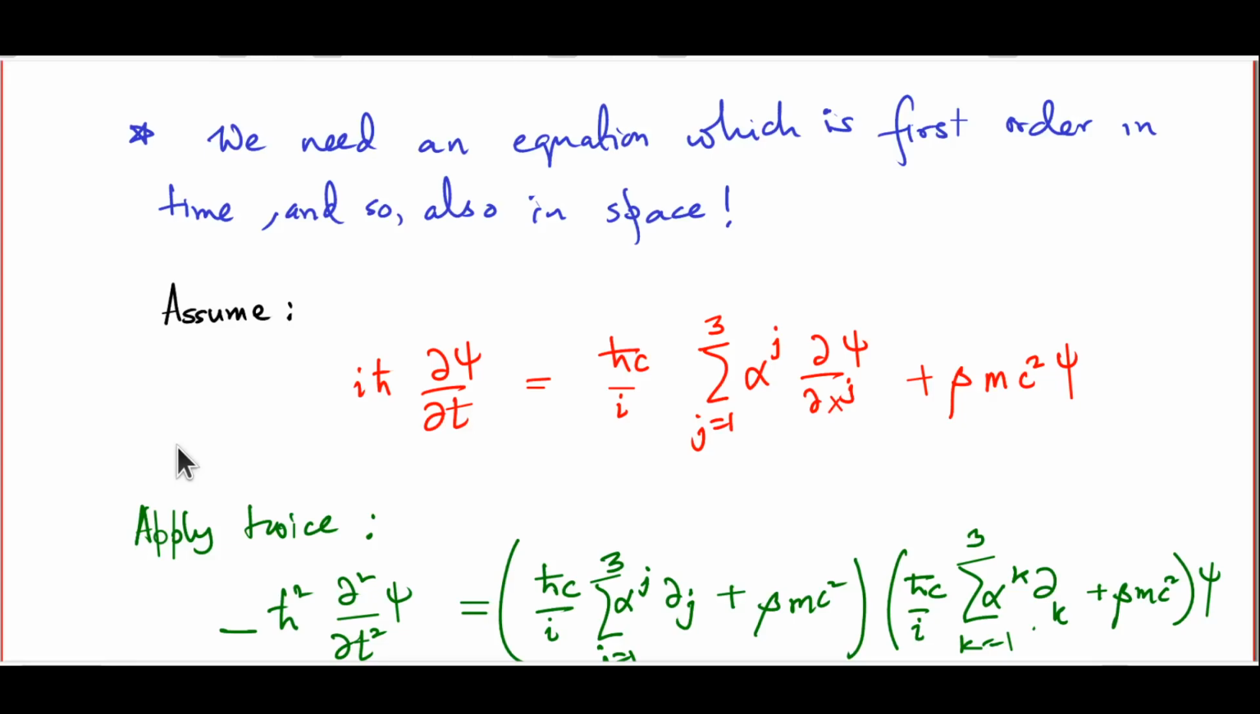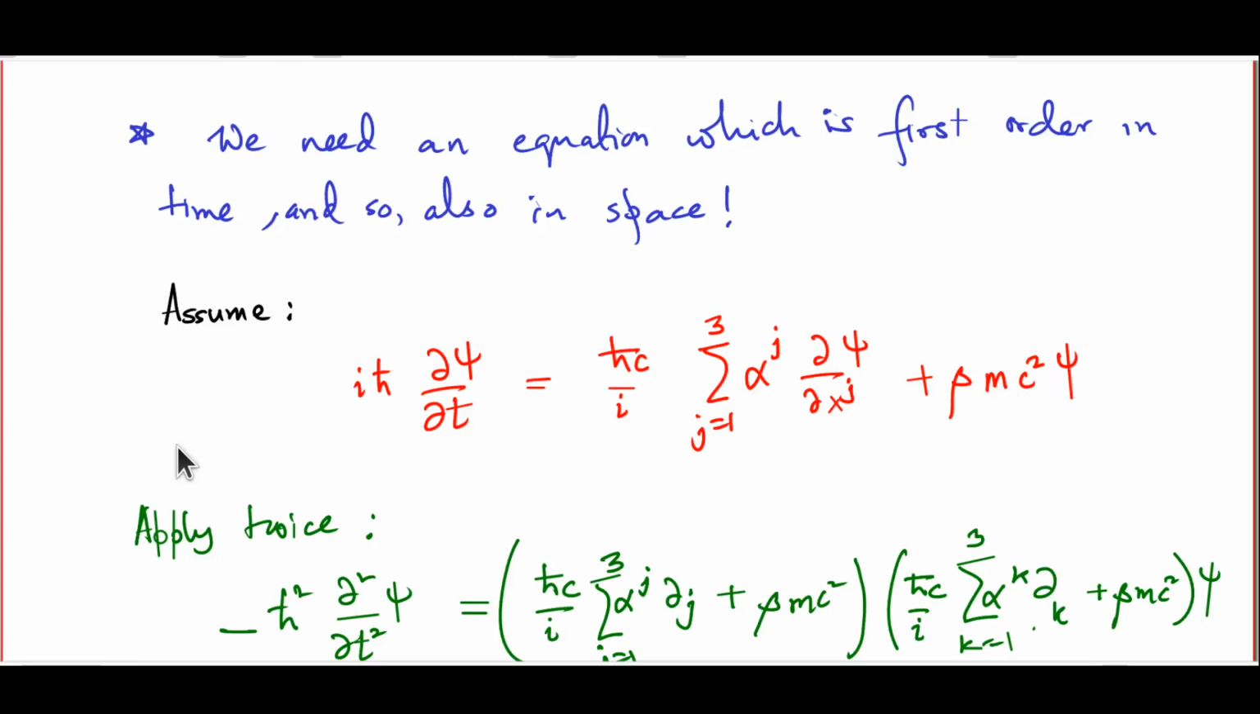So he wrote i h cross del psi del t on the left equals h cross c by i alpha j del del x j of psi, summed up over all j from 1 to 3. So basically, if you remember that h cross by i del x is actually the momentum operator, this is really very much like the momentum times c, but with some dimensionless extra factors alpha 1, alpha 2, alpha 3 thrown in. In addition to that, you have beta times m c squared psi.